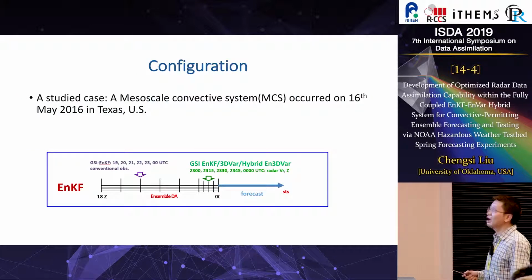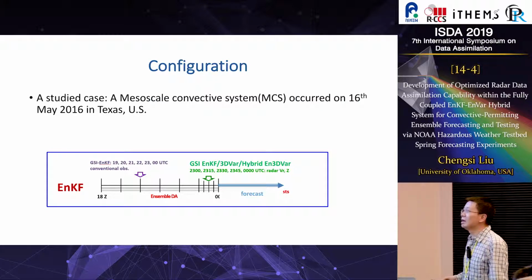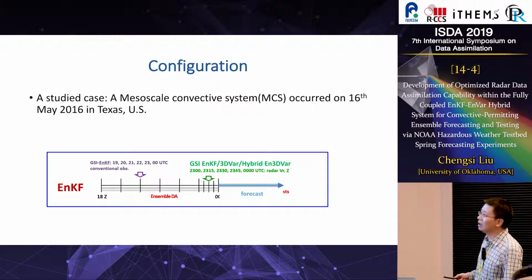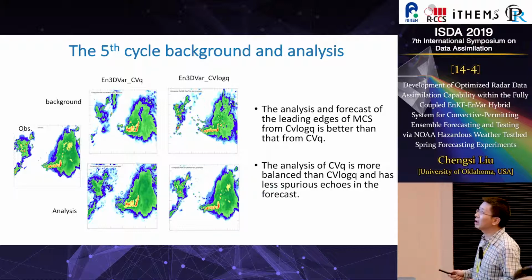For the configuration, we use the MCS case that occurred in 2016, and we have a 6-hour window. In the first 5 hours, we just assimilate the conventional data. In the last hour, we use GSI EnKF, 3DVAR and hybrid to assimilate the radar data every 15 minutes, then make forecast. Here we compare CVQ and CV log Q first.